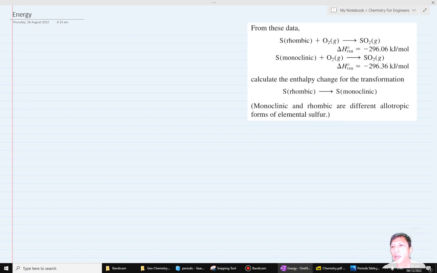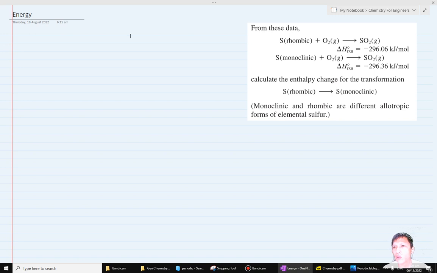The change in enthalpy of that reaction at standard is negative 296. It is carefully measured in a standard condition. So that is negative 296.06 kilojoule per mole.